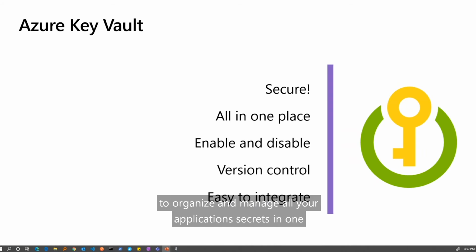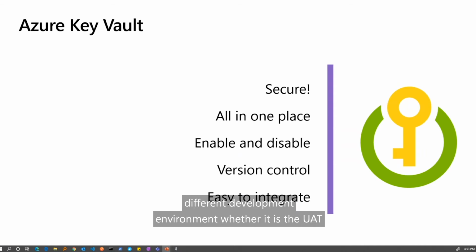So in general, Azure Key Vault helps you to organize and manage all your application secrets in one place, including your connection strings, your API keys, your certificates, etc. And then you can seamlessly move between different development environments, whether it's a UAT environment or the production environment. And then you can manage or update everyone's access on just one single platform.